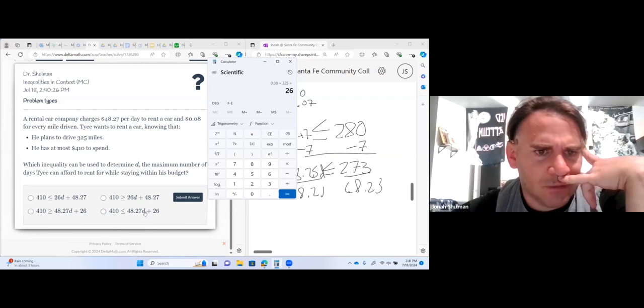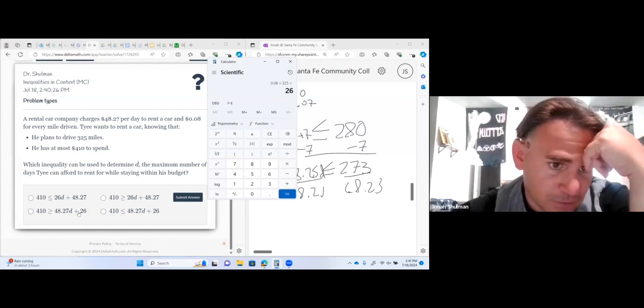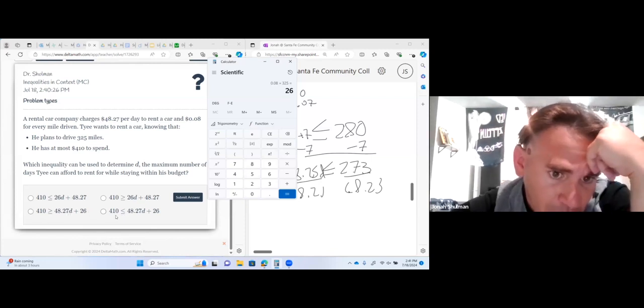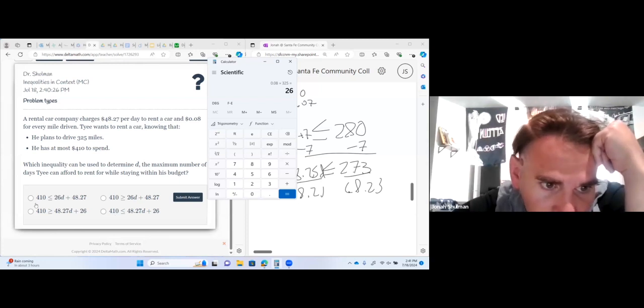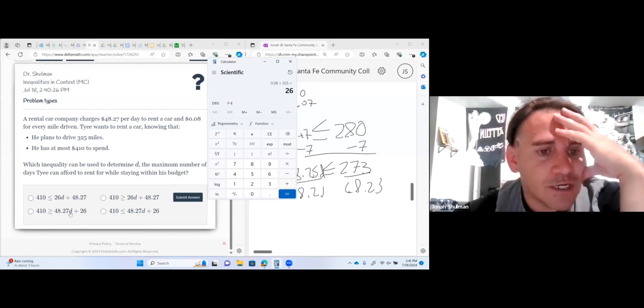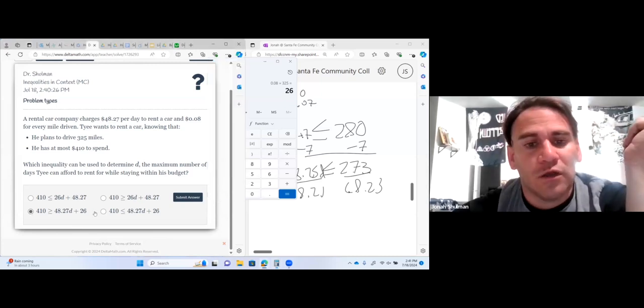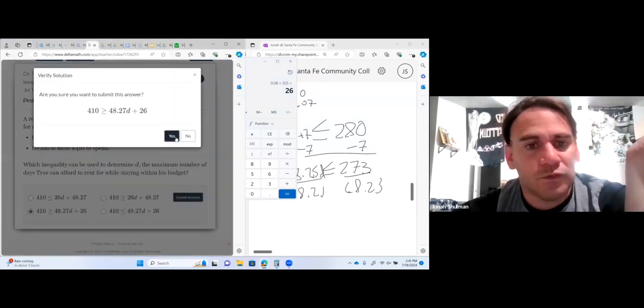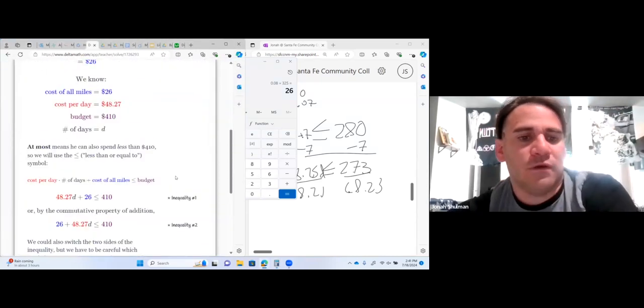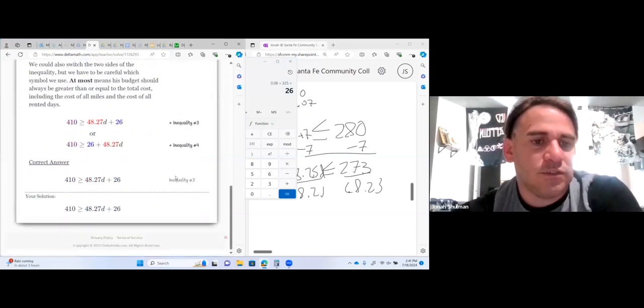The maximum number of days he can rent while staying within budget. So I guess I keep messing these up. We can't go over this. This 410 has to be greater than whatever we do. Otherwise, we won't be able to afford the car. So you really have to think it through over which way the inequality goes. Nice.